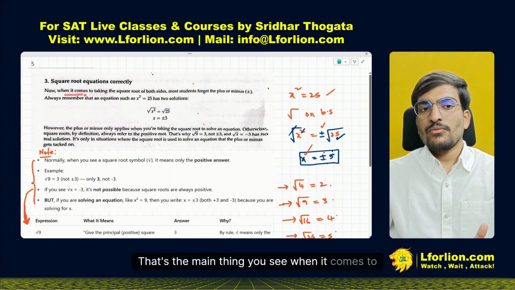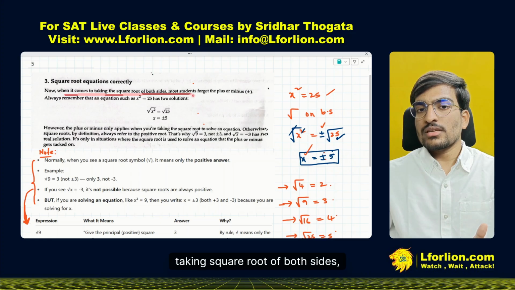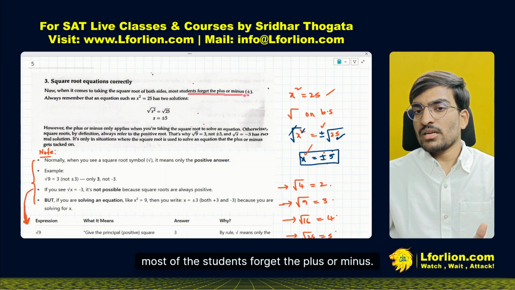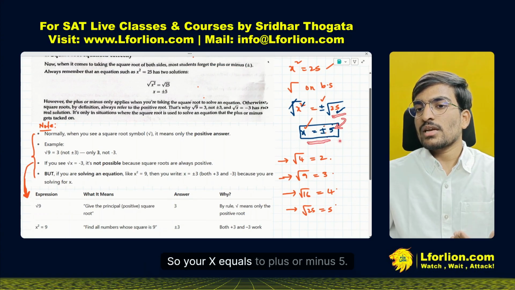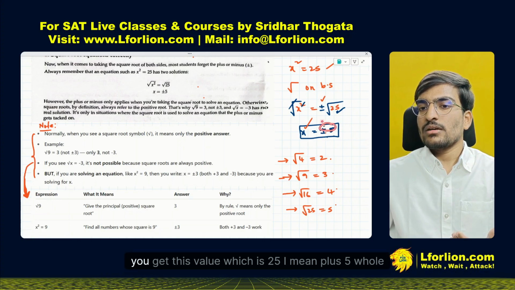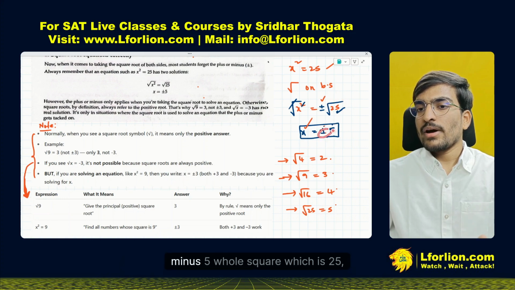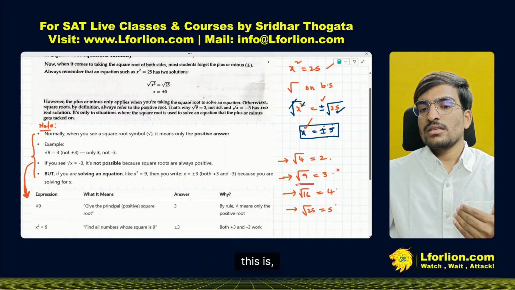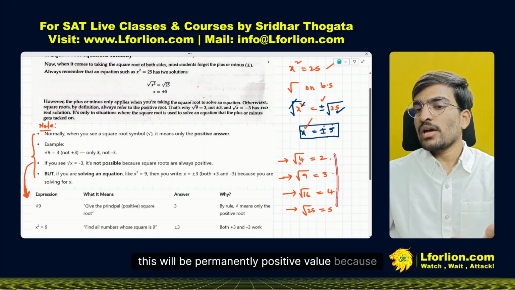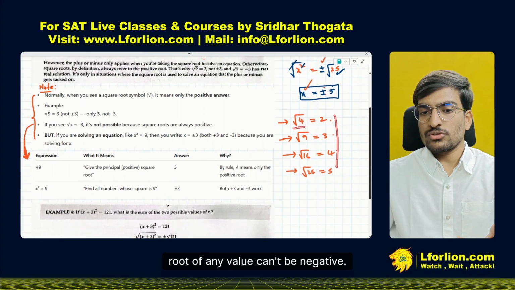You see, when it comes to taking the square root of both sides, most students forget the plus or minus. So whenever you take the square root on both sides, just add plus or minus here. That's fine. And then the root of 25 is obviously 5. So your x equals plus or minus 5. Both will work. If you take plus 5, you get this value, which is 25, I mean plus 5 whole square. Minus 5 whole square is also 25. Both work. But these values, root of 4, root of 9, will be permanently positive values, because the root of any value can't be negative.